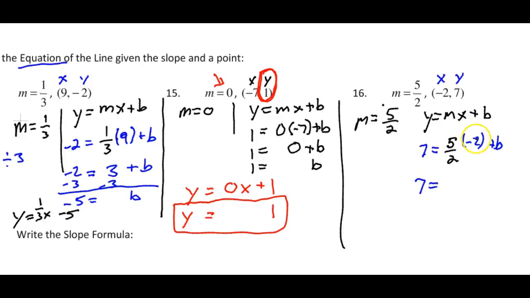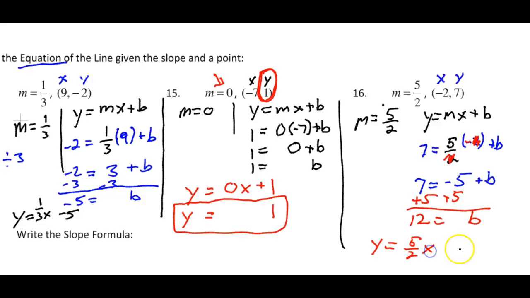5 times negative 2 is negative 10. Negative 10 divided by 2 is negative 5. So it's almost as if the 2 on the bottom and the 2 on the top canceled out, and I was left with a negative and a 5, so I got negative 5. So you can do the problems with fractions. Add 5 to both sides, you get 12, or the y-intercept. So the final equation is y equals 5 over 2x plus 12.